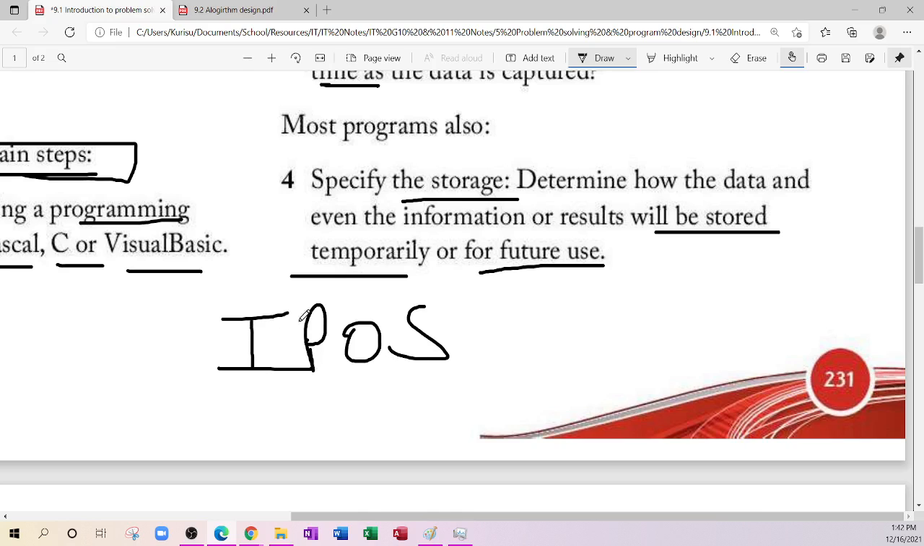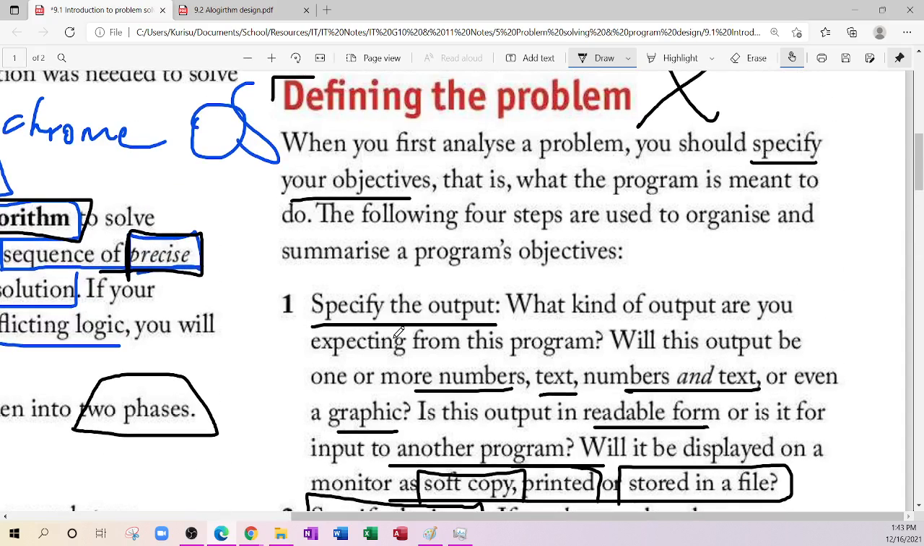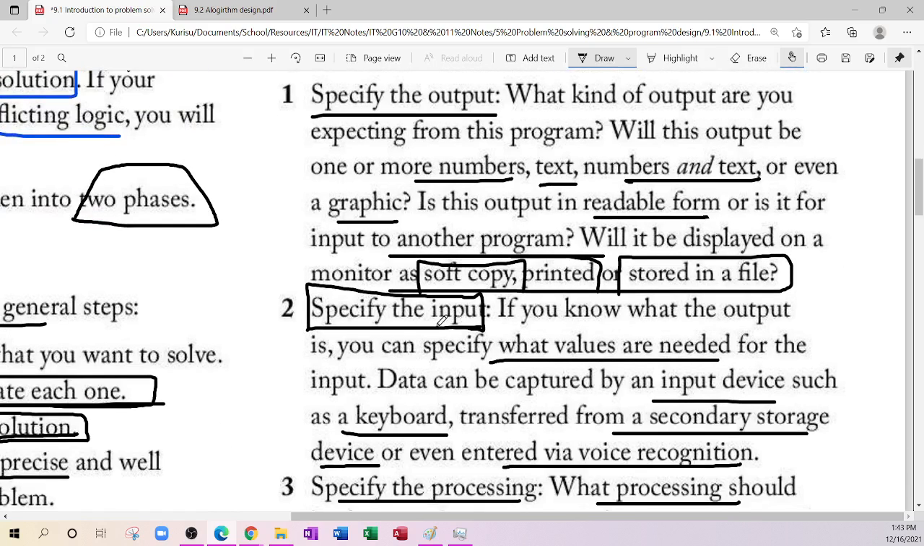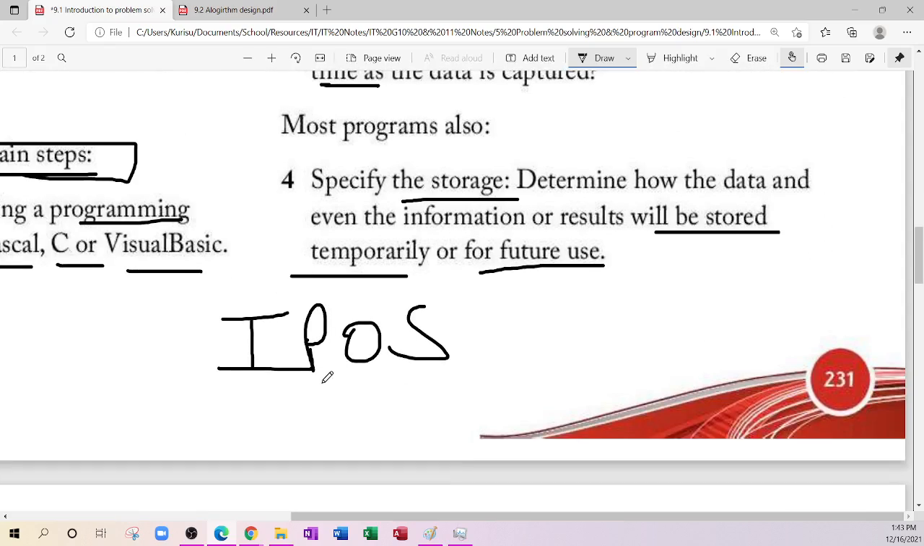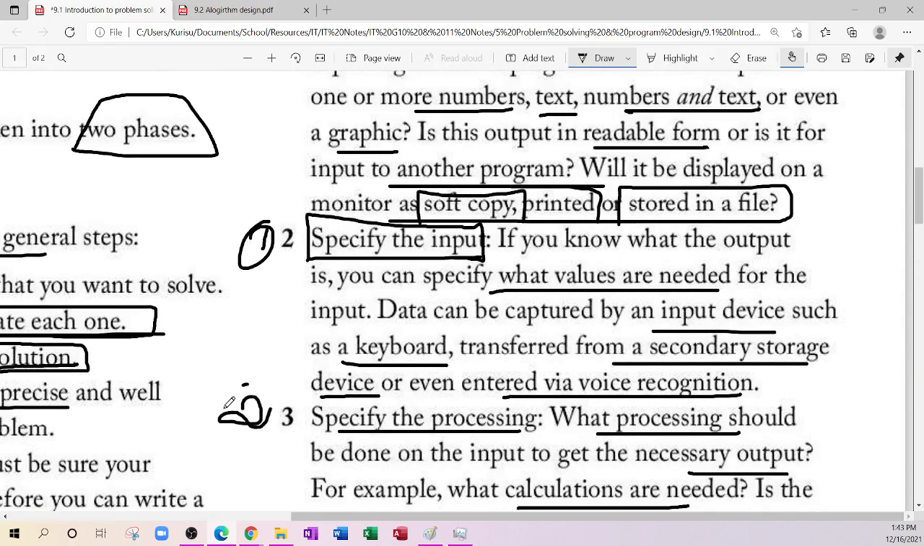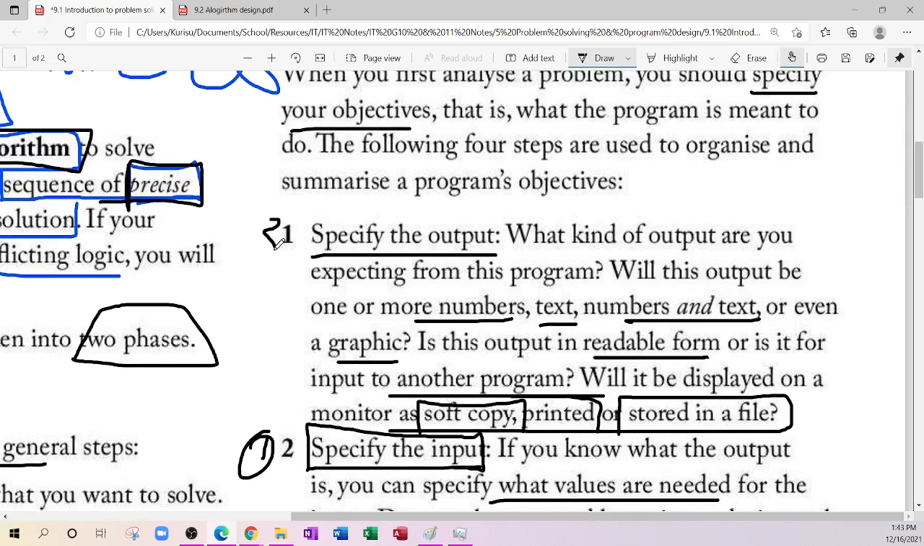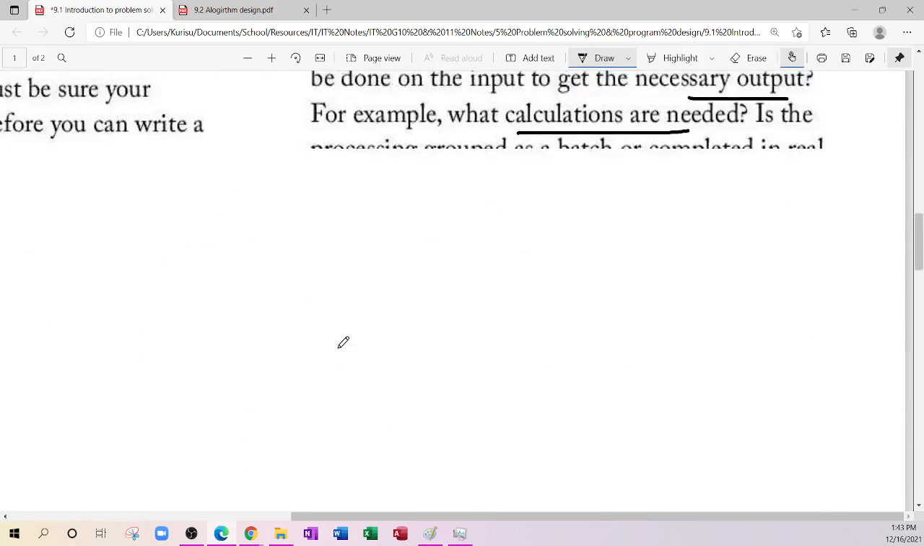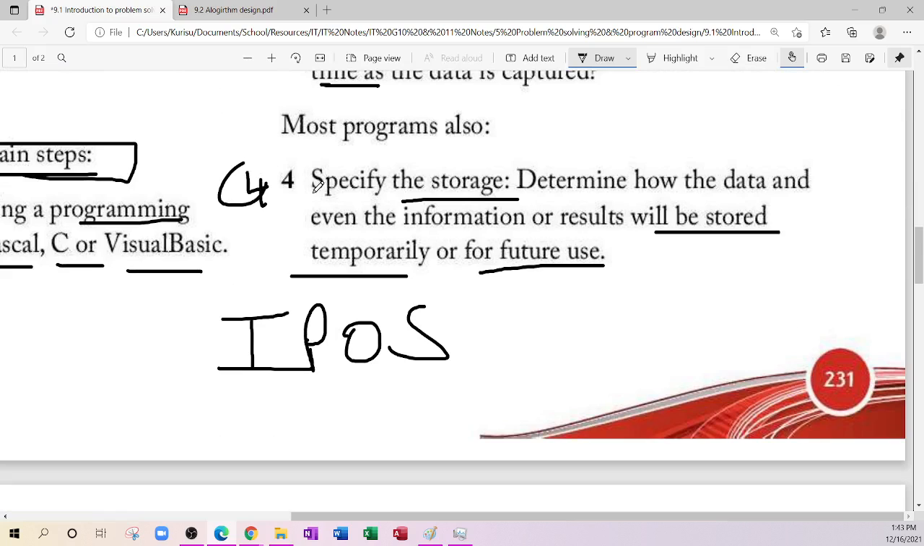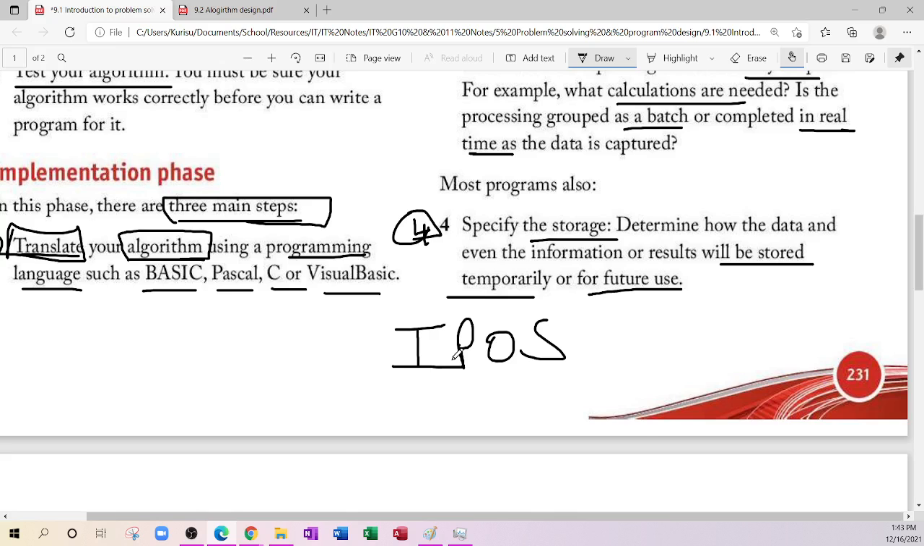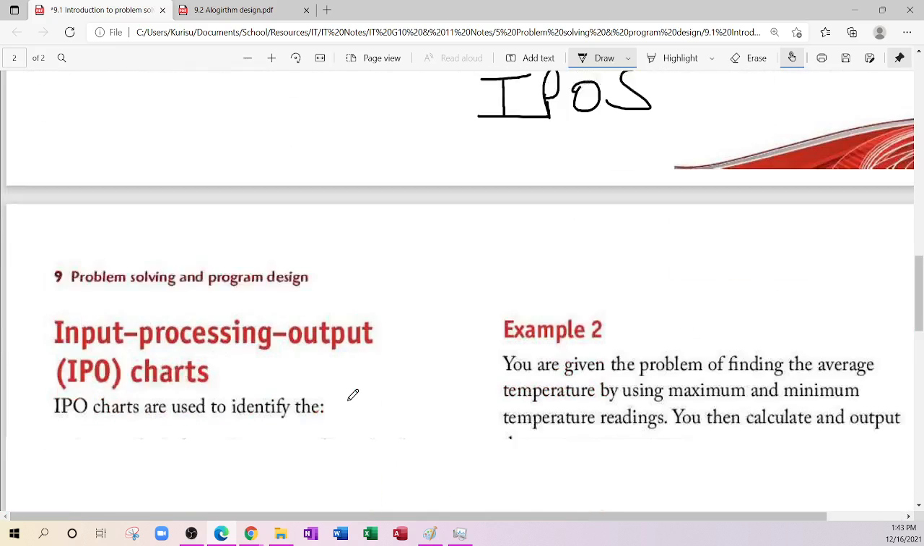So when you're defining the problem, it's basically that IPOS cycle you're determining. You're determining what is the input, 2, what is the processing, 3, what is the output, and then lastly, what is the storage? Am I going to store the data or not? So that there is how you define the problem.